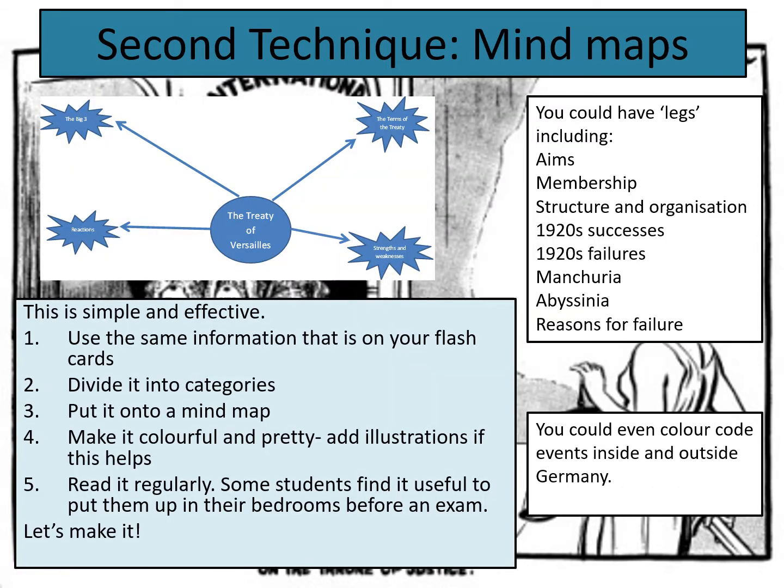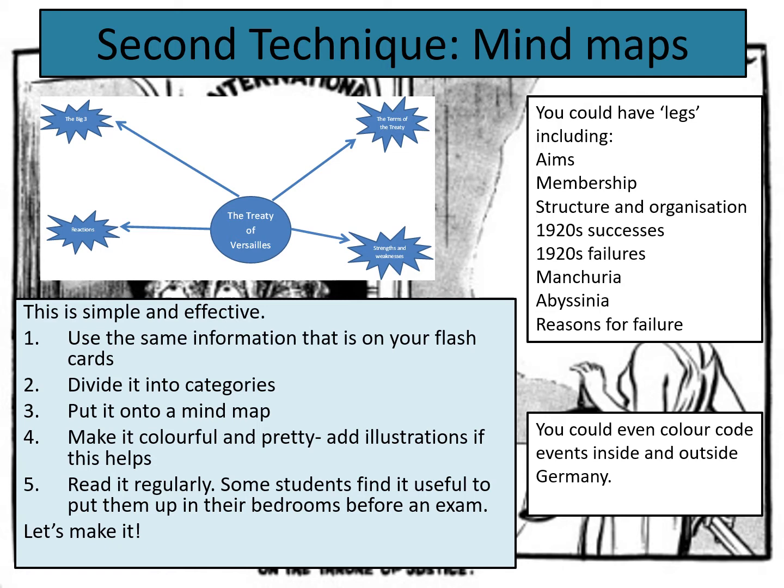So the second technique that you might want to try is mind maps. This is one of my absolute favourites. Now I know the little example that I've got in the picture there is the Treaty of Versailles, but you just put the League of Nations in the middle, and what I put this side there is what the kind of legs would be coming off it. You'd have aims, membership, structure and organisation, successes in the 1920s, failures in the 1920s, Manchuria, Abyssinia, reasons for failure. That would be a fantastic mind map.